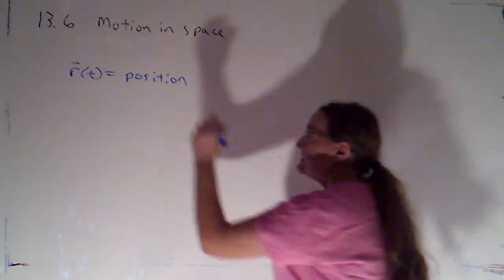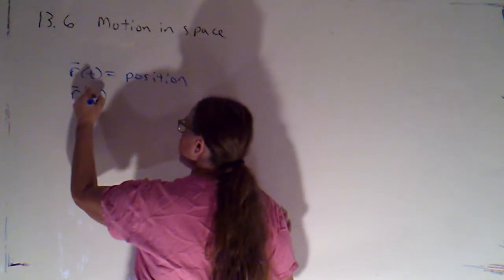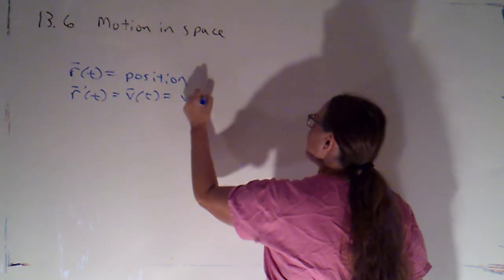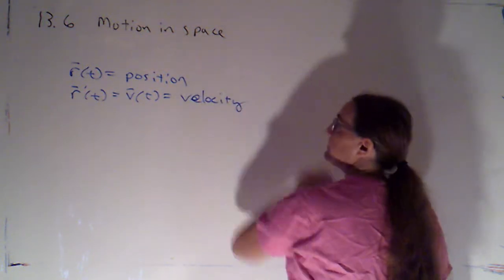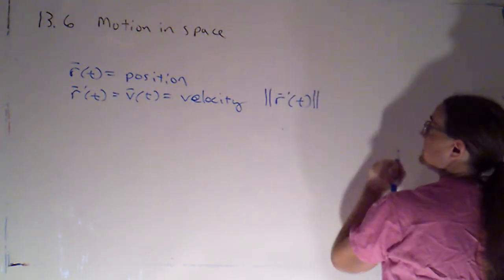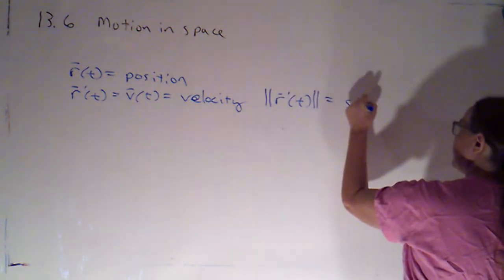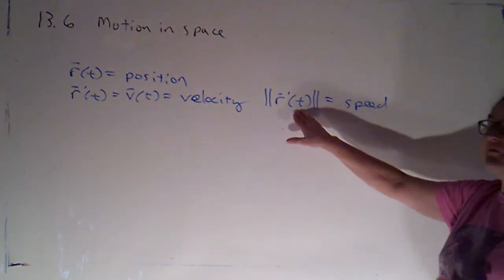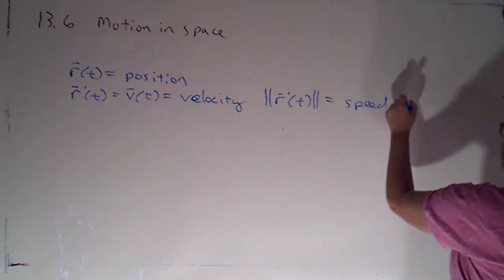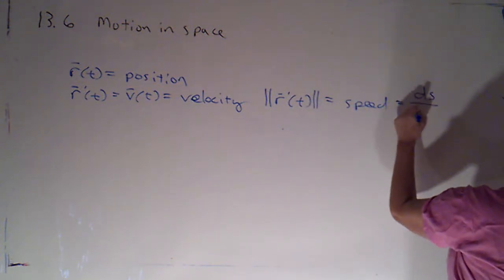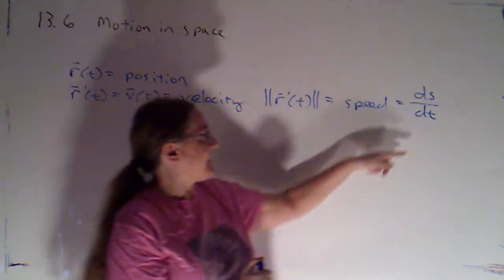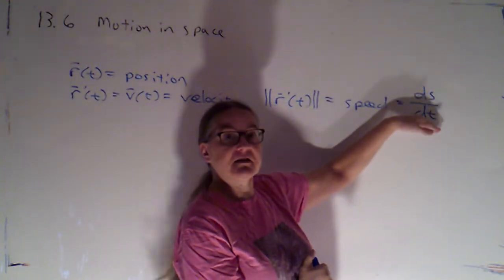And we've seen that r prime of t, which if I wanted to, I could call v of t, is going to equal the velocity function. And the magnitude of r prime of t is then the speed of that. And we've seen that the magnitude of the derivative is the rate of change of arc length with respect to the parameter t. So in this case, that would be the rate of change of arc length with respect to time.